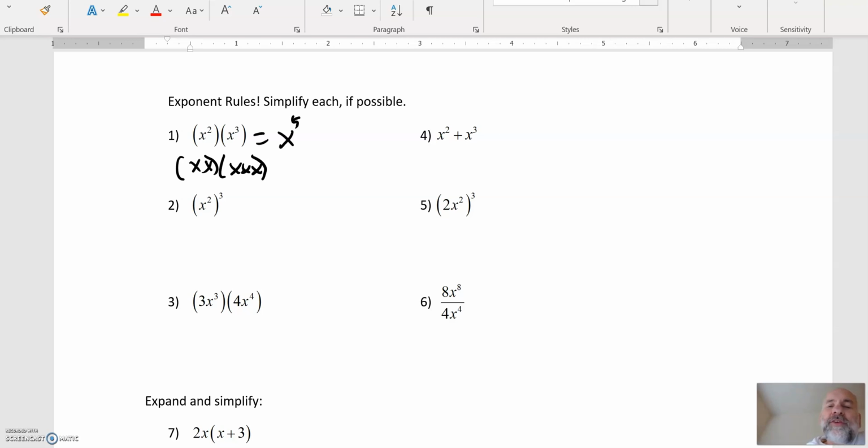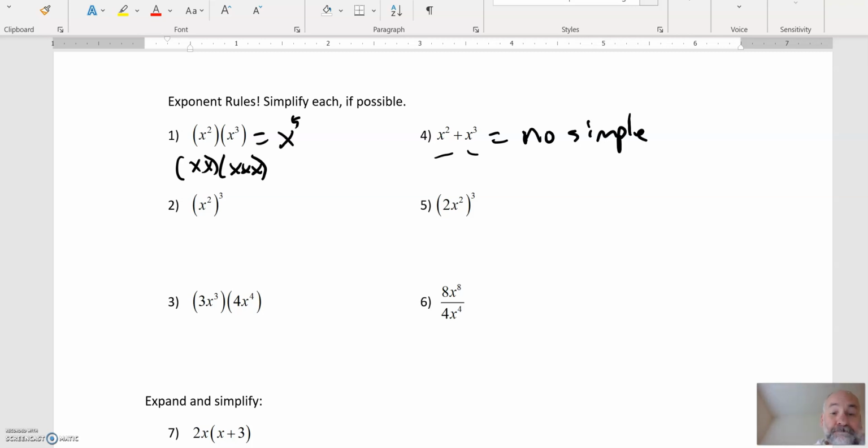X squared plus x cubed does not simplify. I might abbreviate here: it doesn't simplify. In order to add things, they need to be like terms. They need to have the same variable, same exponent, and those don't. So you can't combine those at all.